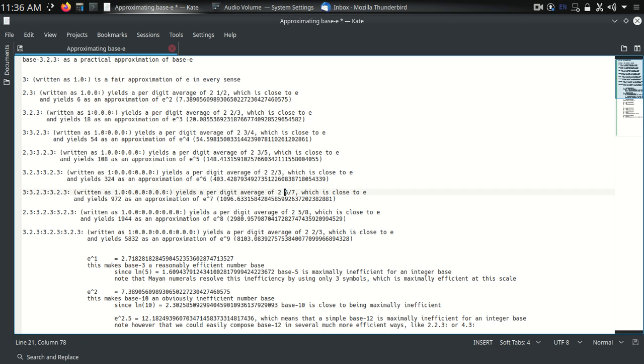So our per digit average is 2 5/7, which is extraordinarily close to e. But this yields 972 as our approximation of e to the seventh. You might notice, though, that by swapping the 3's in for 2 of the 2's and for 2 of the 4's, that actually brought us up. It was like 720 or something. Yeah, it was in the 700s. So that actually brought us closer.